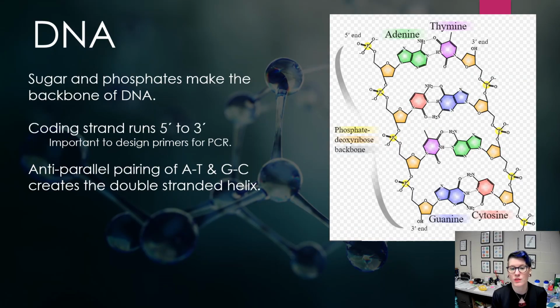The sugar and phosphates make up the backbone of DNA. Coding strand runs 5' to 3', and that is important when you're designing primers for PCR. The anti-parallel pairing of AT and CG creates the double-stranded helix.